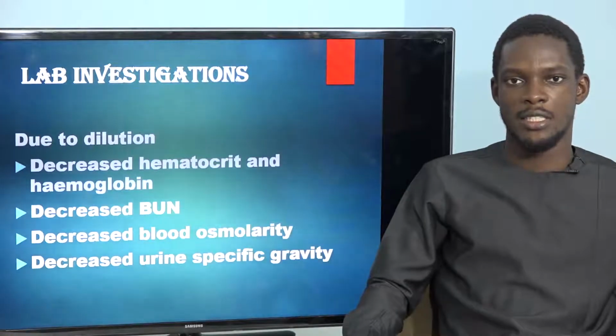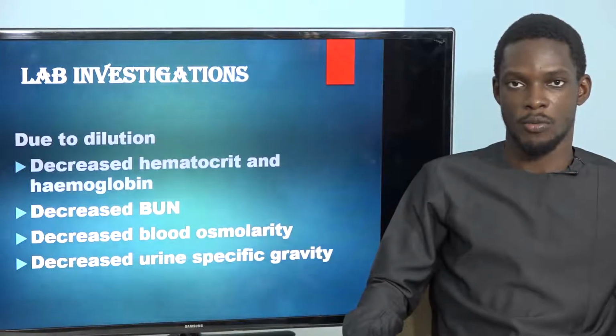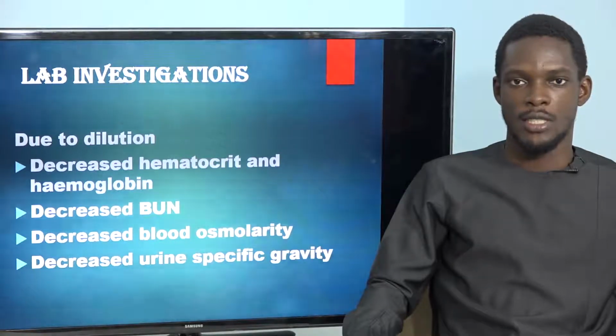Lab investigation will show that there is decreased hematocrit and decreased hemoglobin. There is a decreased blood urea nitrogen. There is decreased blood concentration or blood osmolarity, and there is decreased urine specific gravity, usually less than 1.080. All these decreases are happening because of the excess plasma volume.